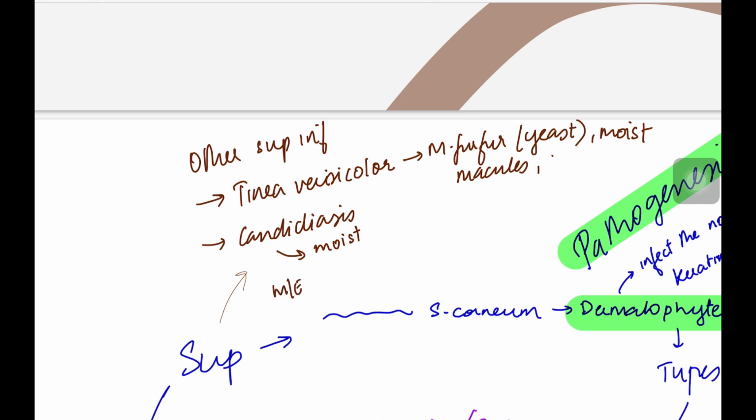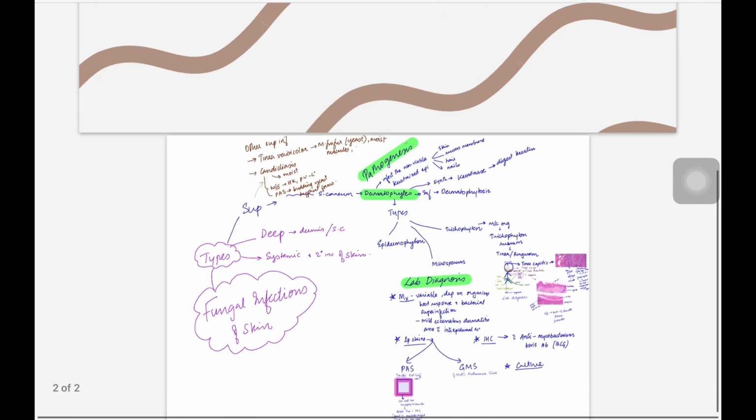Next, Candidiasis. It's caused by Candida species seen on moist areas. Microscopically, you can also see hyperkeratosis, epidermal hyperplasia, and chronic lymphocytic infiltration. You can see the budding and the hyphal forms. It's mostly seen in the superficial layers. So this was about the superficial fungal infections of the skin.